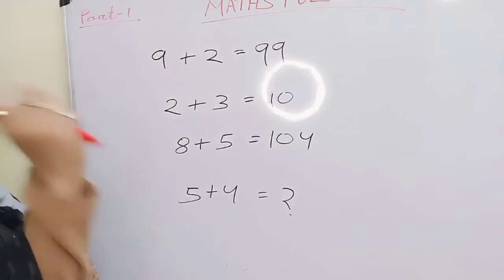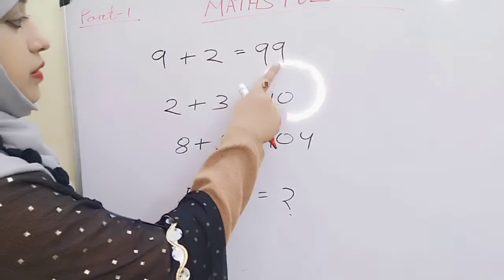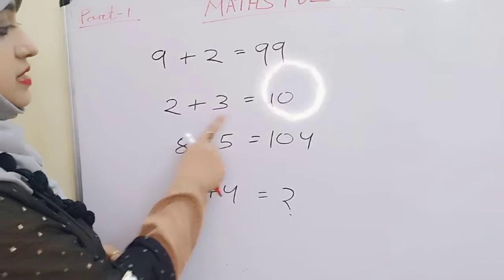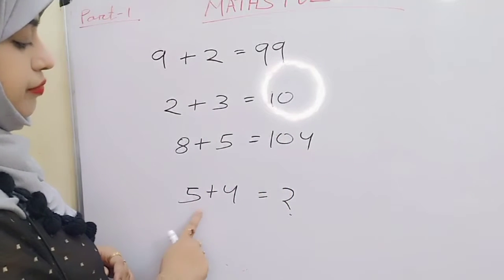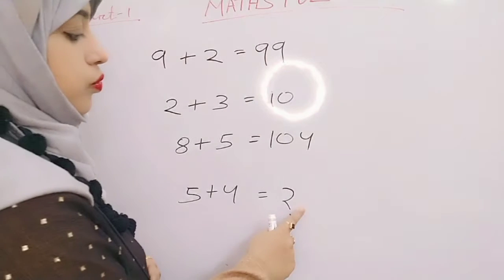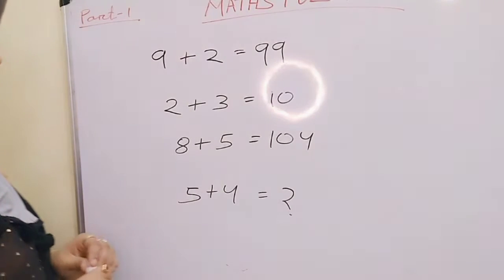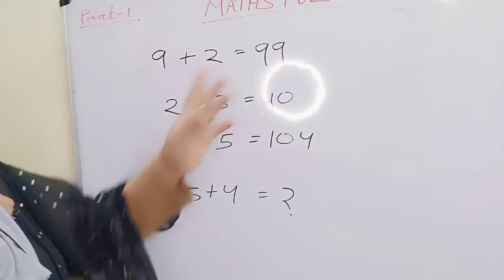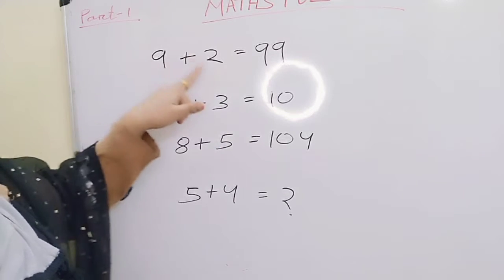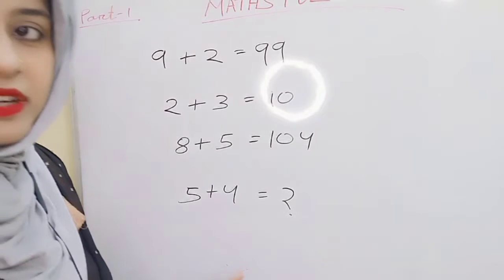So you can see the questions. 9 plus 2 equals 99, 2 plus 3 equals 10, 8 plus 5 equals 104, 5 plus 4 is what? Okay, so when you add 9 plus 2, it's not 99. When you multiply 9 into 2, it's not 99.